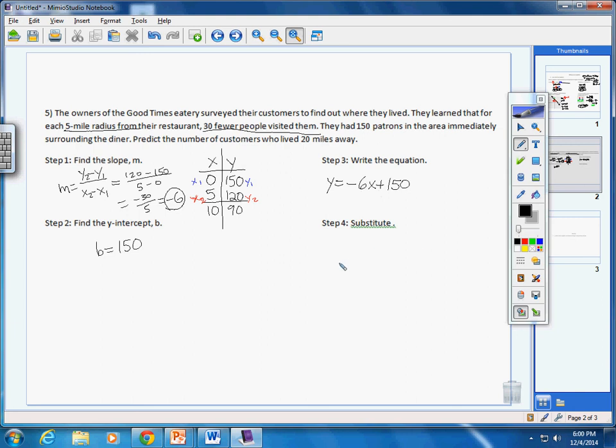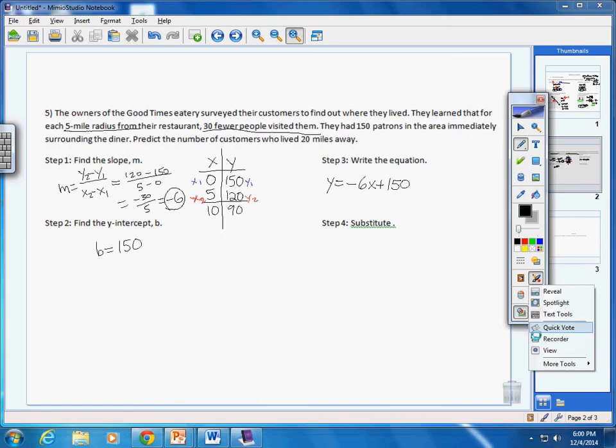The last thing we're asked to do is predict the number of customers who lived 20 miles away. We're going to talk about how to do this tomorrow in the warm-up. So unless you want to try it on your own, give it a shot, come in, and we'll talk about it.